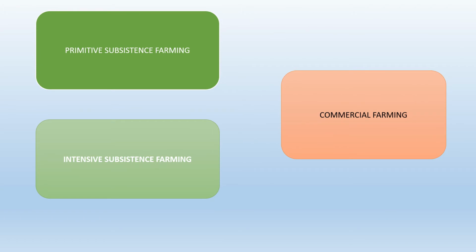Now we have to learn about intensive subsistence farming. Again, subsistence means for survival of his family. Intensive means he is using a high amount of biochemical input here. Organic inputs like compost, manure, cow dung manure. Here also it is on a small patch of land, but here population pressure is more.